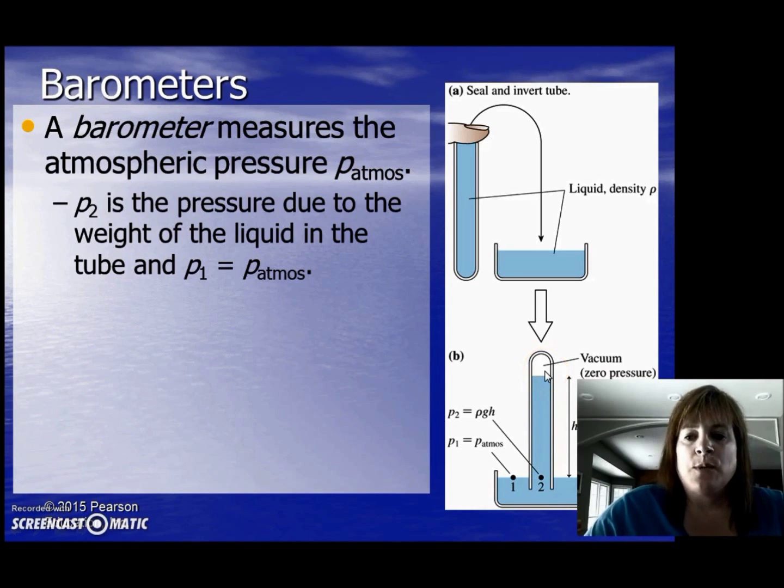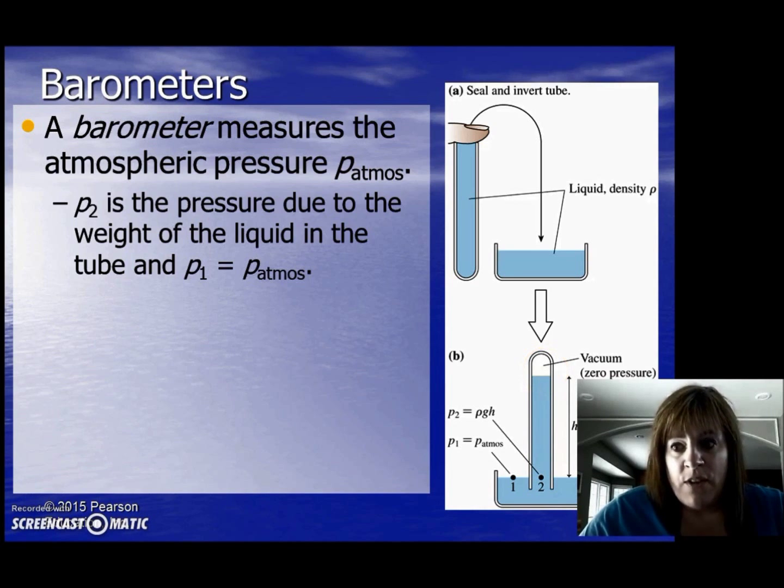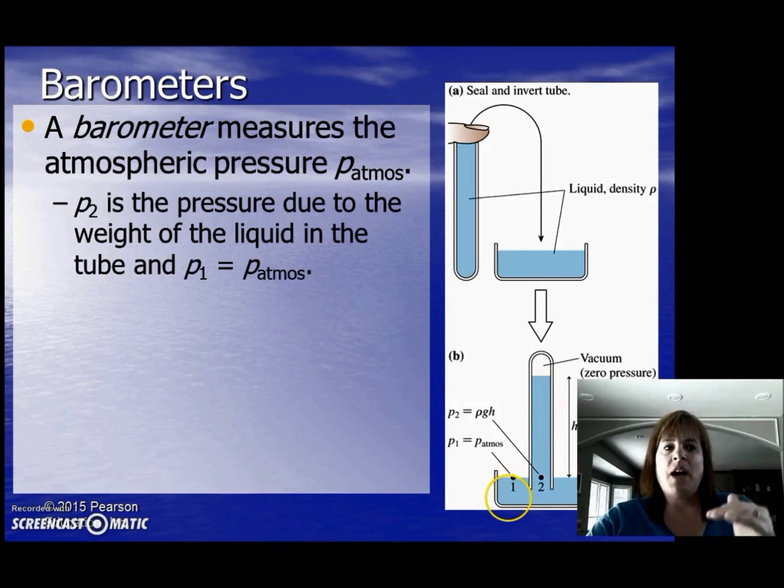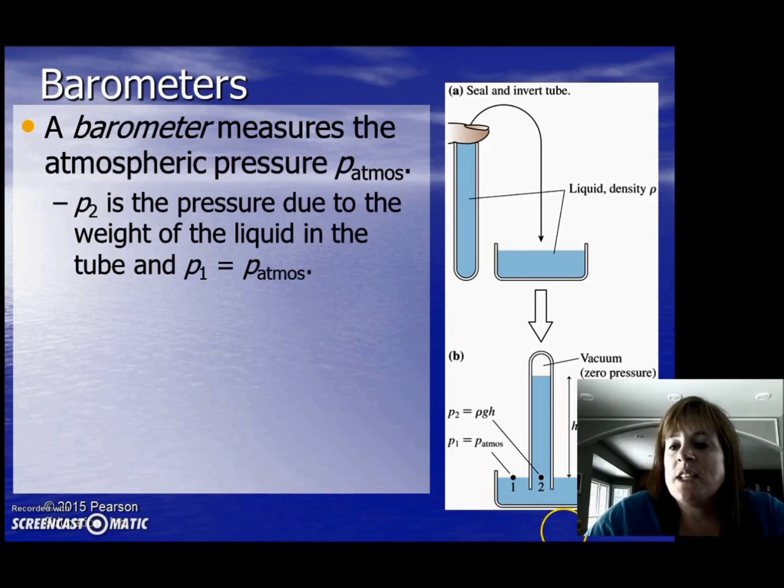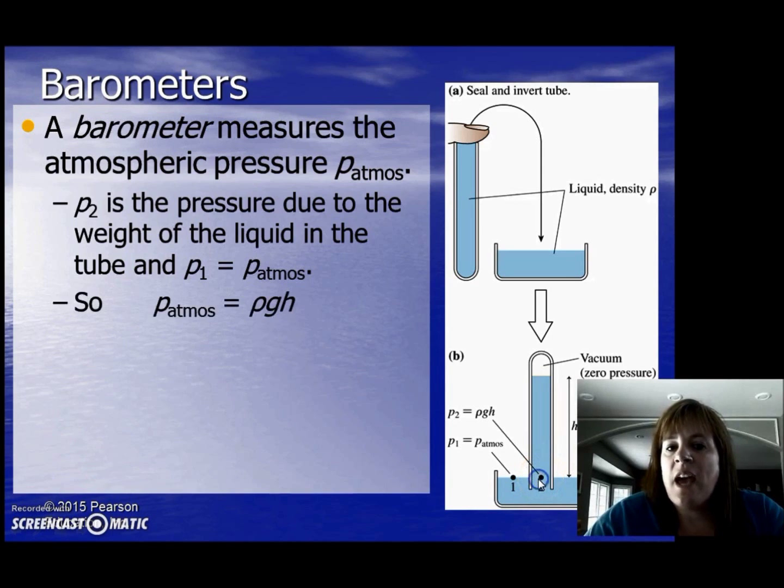Now, typically in the old days, this was done with mercury, so you don't want to do that with your finger. But if you think about what's going on, we said that at the same height, the pressure was the same. So if we take a look at our little device here, at point 1, we have the pressure due to the atmosphere pushing down. And at point 2, we have pressure that's due to the weight of the fluid. But because these are at the same height, the pressure P1 has to equal P2, which means that the pressure of the atmosphere has to equal the pressure due to the weight of this fluid.